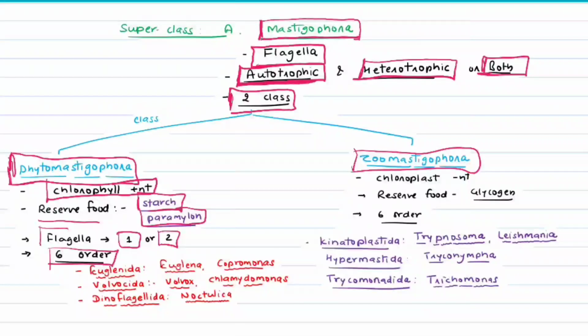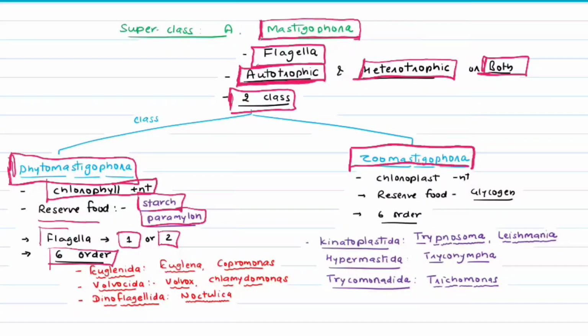You must remember the examples of this class Phytomastigophora. The class includes the examples Euglena, Copromonas, Volvox, Chlamydomonas and Noctiluca. Their respective orders are also included in this slide, so you can consider them further for higher-level examinations like RPSC.